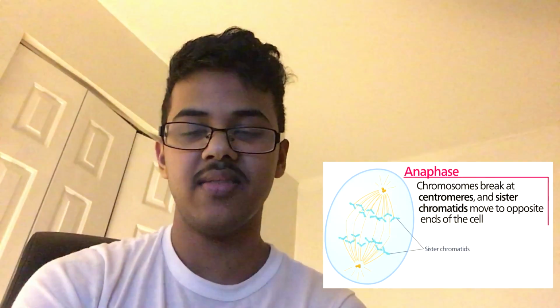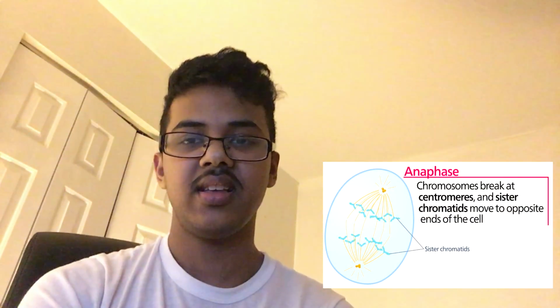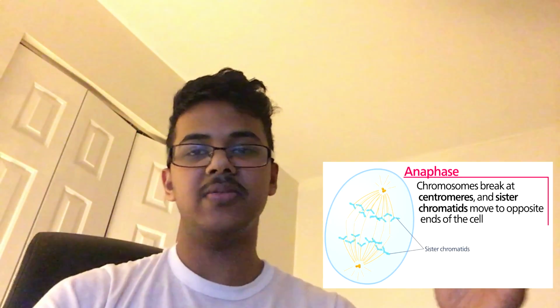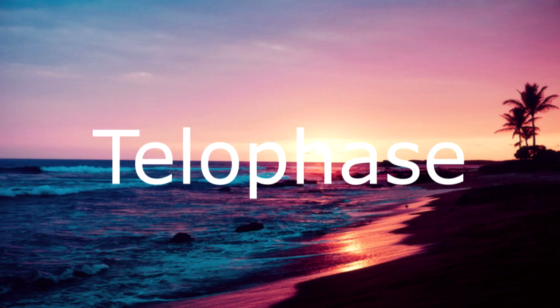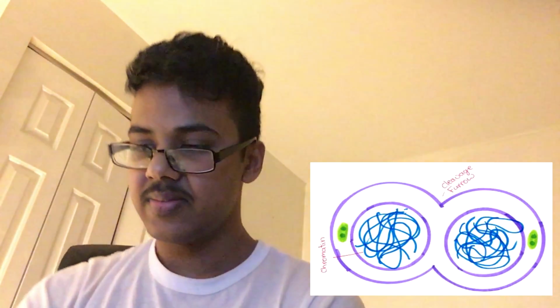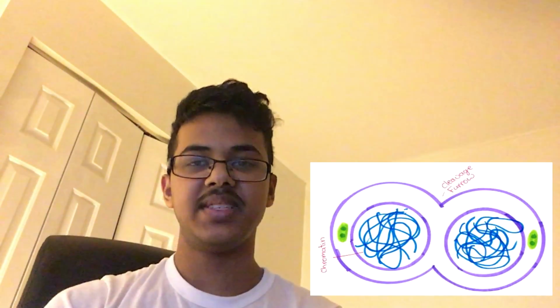During the next phase, anaphase, the centromeres divide. Sister chromatids separate and move to opposite ends of the cell. The last phase, telophase, is when the nuclear membrane starts to appear again. You may remember that during prophase it disappeared, but in this phase it starts developing again. The chromosomes reach the opposite ends of the cell, and the cell begins to split in half.